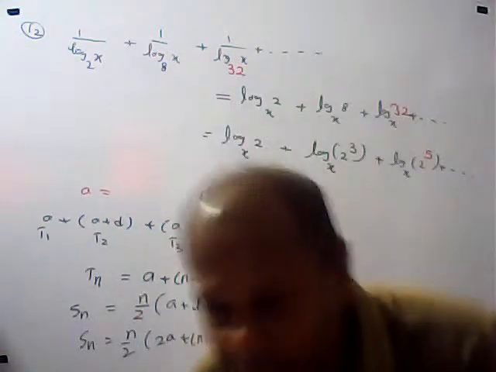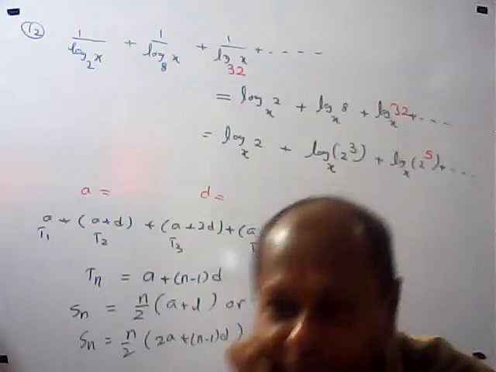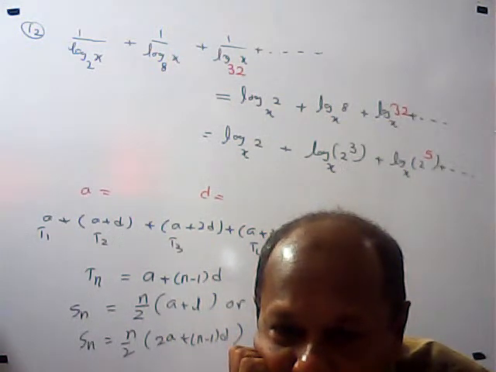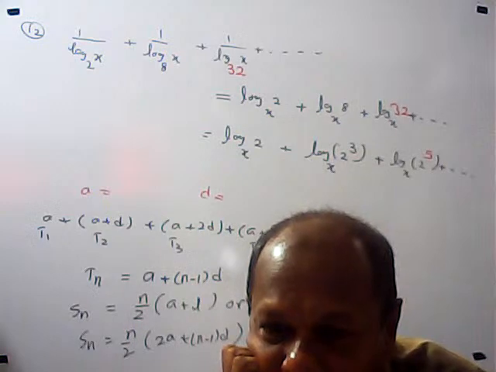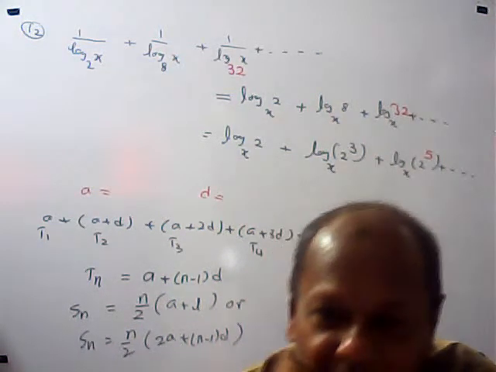A equals 1 and D equals 2. I am afraid if it is so. Will you check it? A equals 1 and D equals 2.